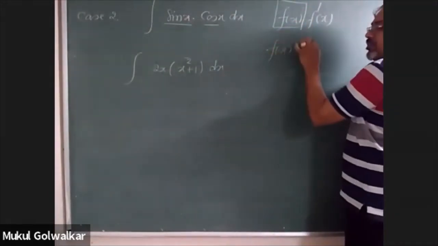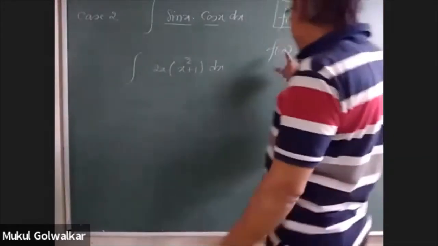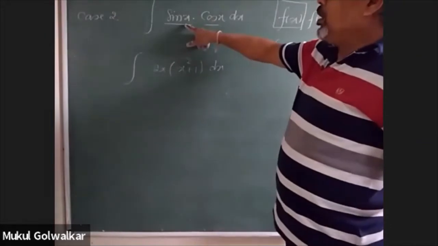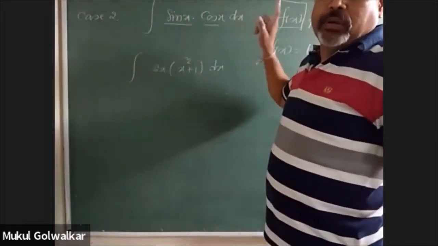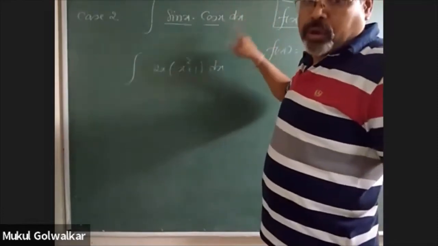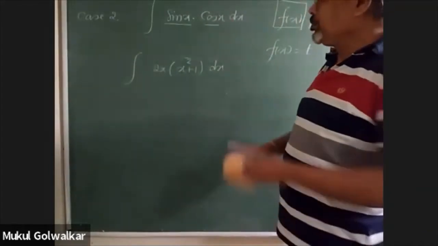f of x is equal to t. We are required to go for the substitution f of x is equal to t. Now in the first case, the question is whose derivative is present here. Whether sin x derivative is present here or cos x derivative is present here. Please answer the question.